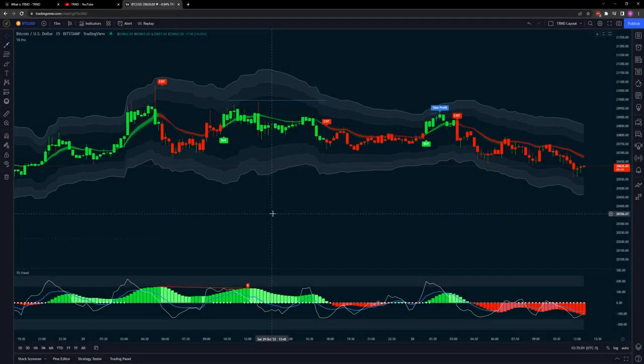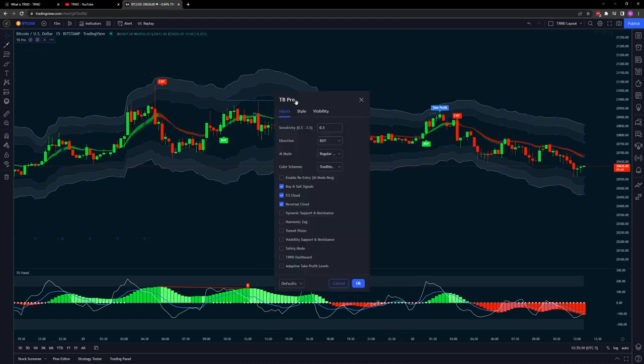Welcome to Trend. In this video, we'll be going over how to use TB Pro and TO Panel. The goal of this video is to help you understand how each indicator works and how each indicator works together, and how to find good confluences and good trade setups, but also how to identify weak and false signals. So first, let's start with TB Pro.